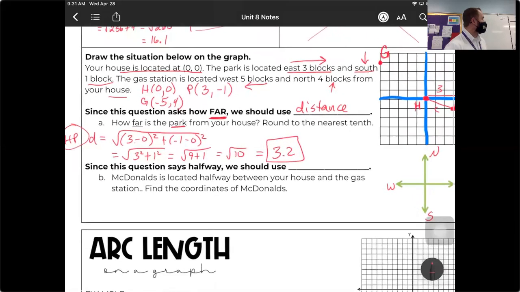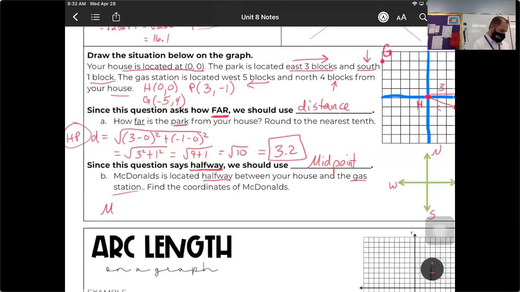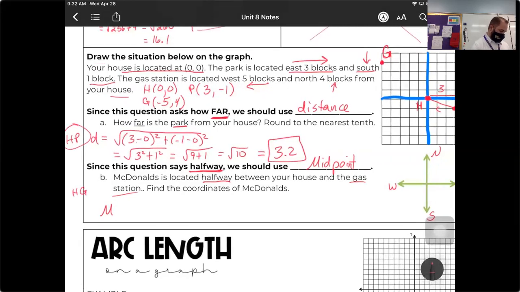Okay, next question. It says McDonald's is located halfway between your house and the gas station. Gas station this time. Find the coordinates of McDonald's. Since the question uses the word halfway, we should use which formula? Midpoint. See what I did there with McDonald's and midpoint? Midpoint.